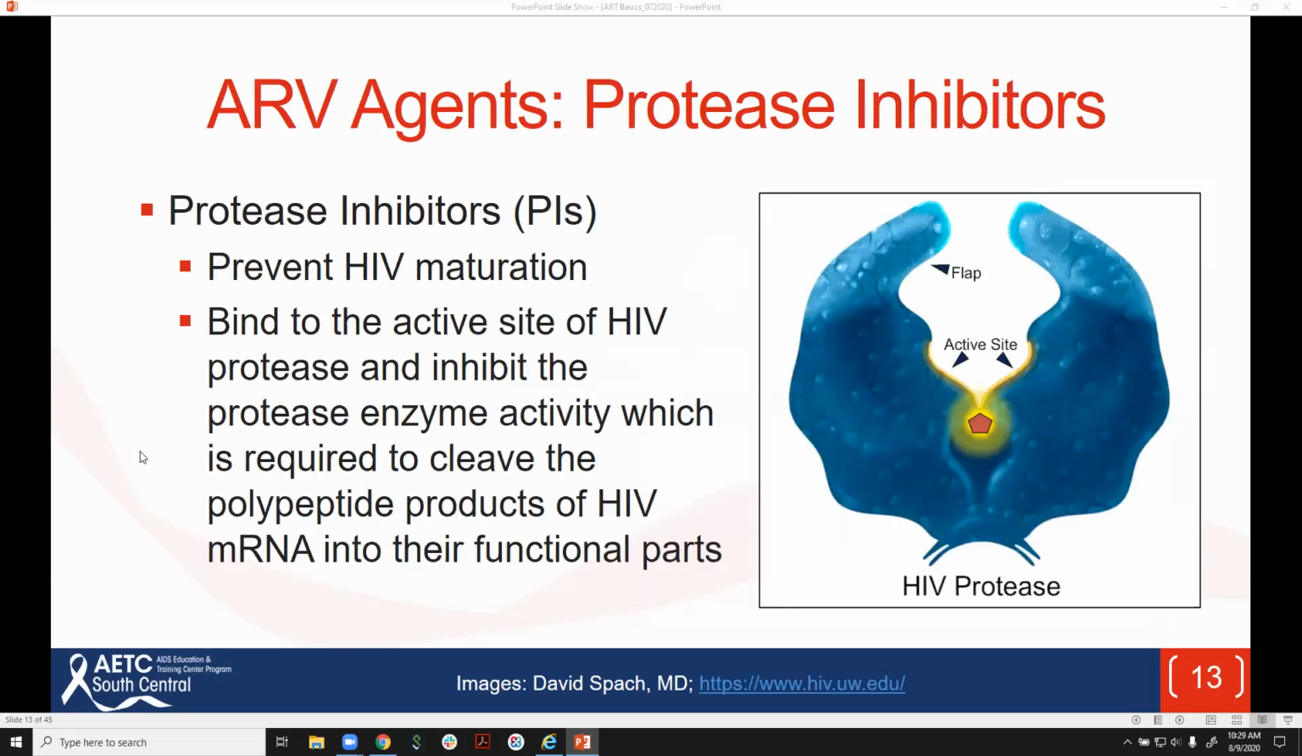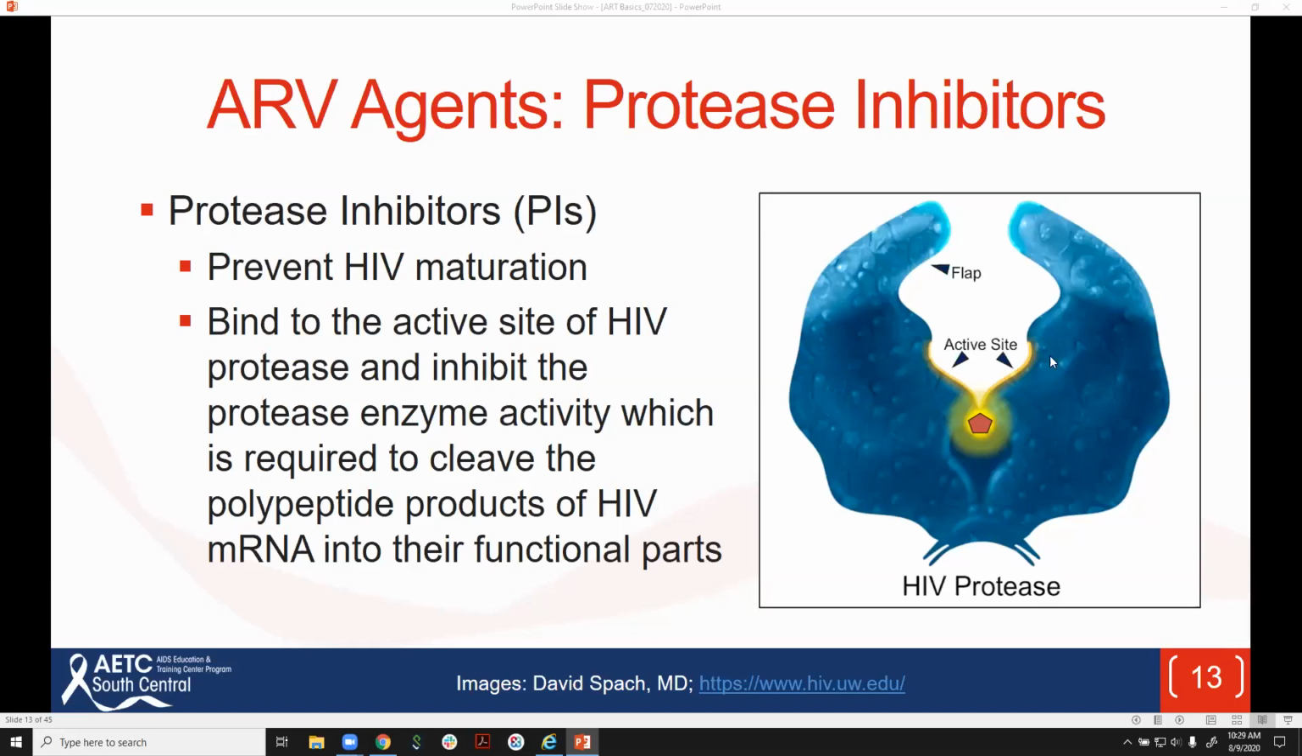The protease inhibitors prevent HIV maturation, and they bind to an active site of HIV protease and inhibit that enzyme. What's really interesting, I think, with all of these inhibitors and the enzymes, they're the four drug classes specifically used for the treatment of HIV in most cases. They have activity here by binding into the site.